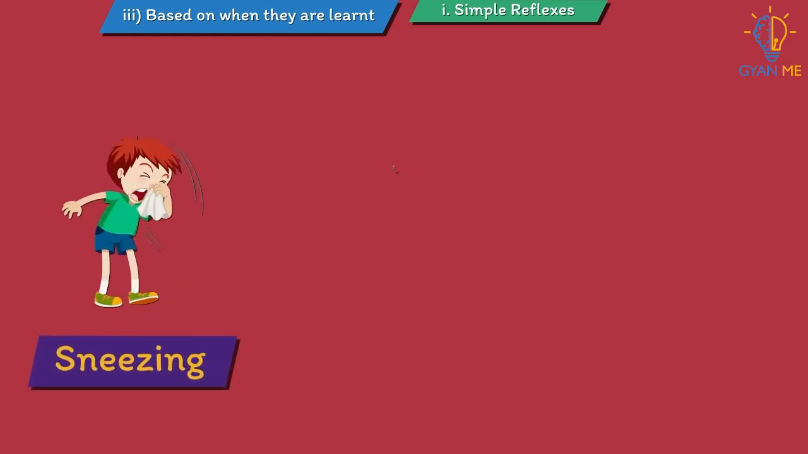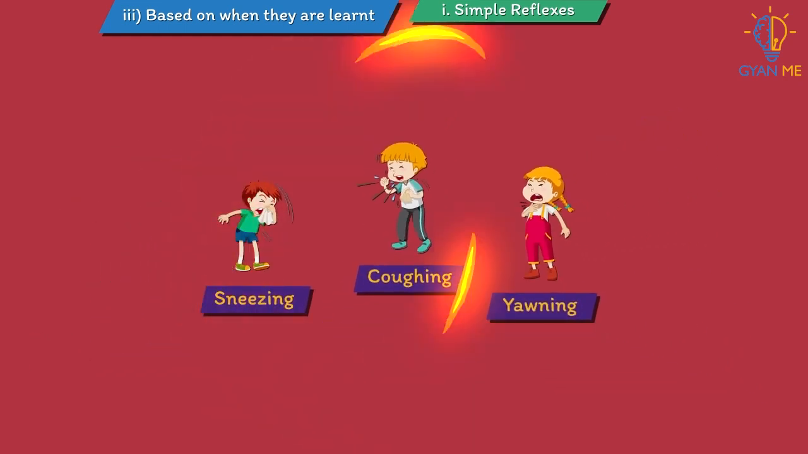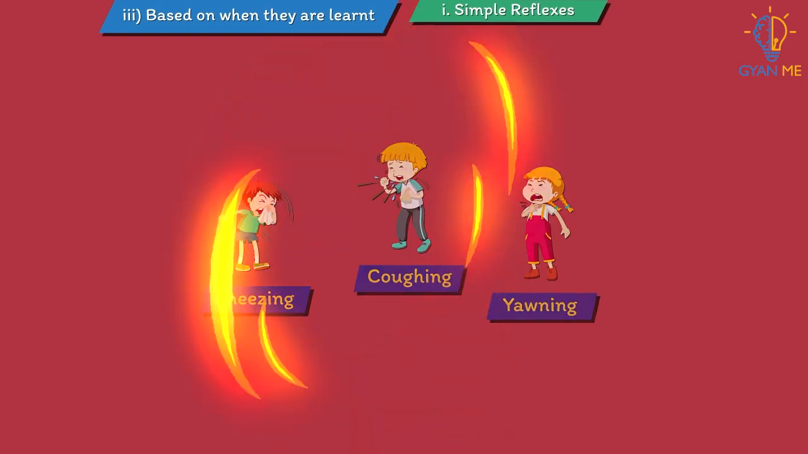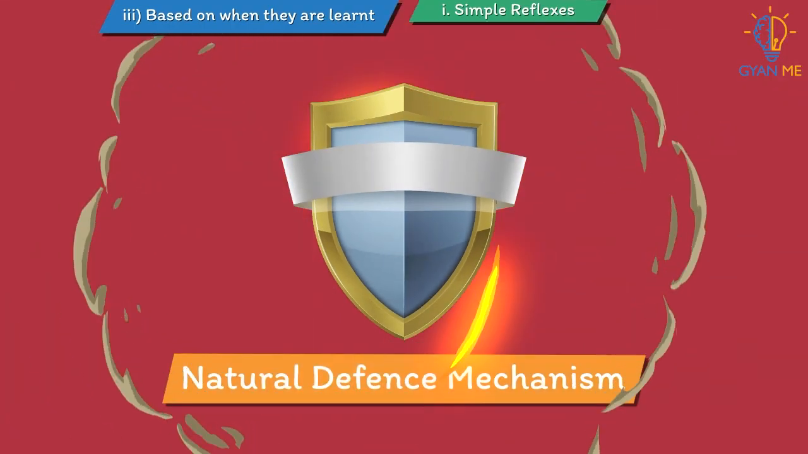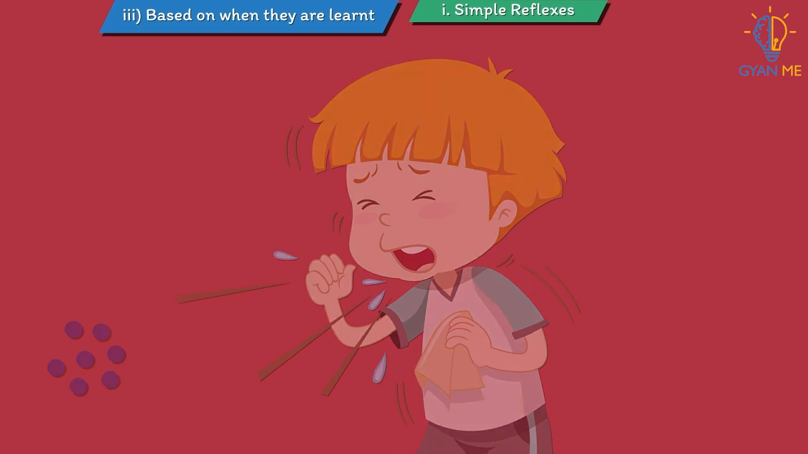For example, sneezing, coughing, yawning, etc. These reflexes are also a sort of protection, that is, a natural defense mechanism. Like when some dust particles enter our nose, we immediately sneeze. This throws those dust particles out of the nose and hence protects our body from them.